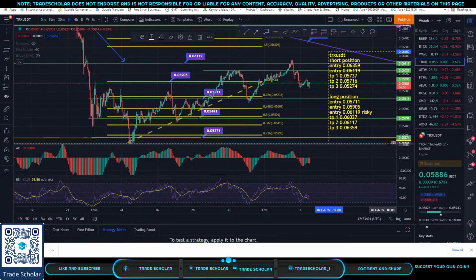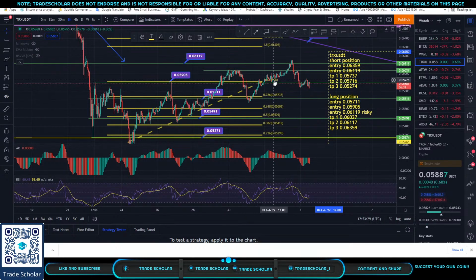We made the long and short position. The entry for long is 0.05711, 0.05757. Okay, so we hit here. It is a good long position right here. I hope you were able to catch it.